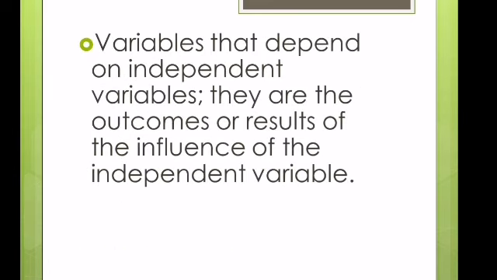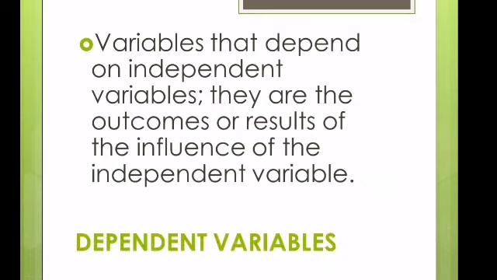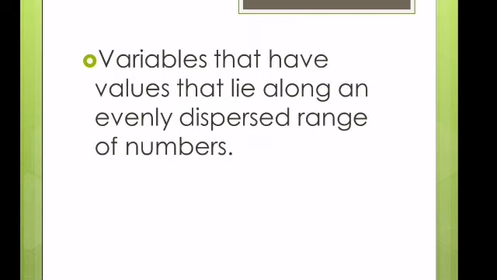Next question. These are variables that depend on independent variable. They are the outcome or results of the influence of the independent variable. What variable is it? You got it. That is dependent variable. Next. These are variables that have values that lie along an evenly dispersed range of numbers. Nice one. That is interval variable.